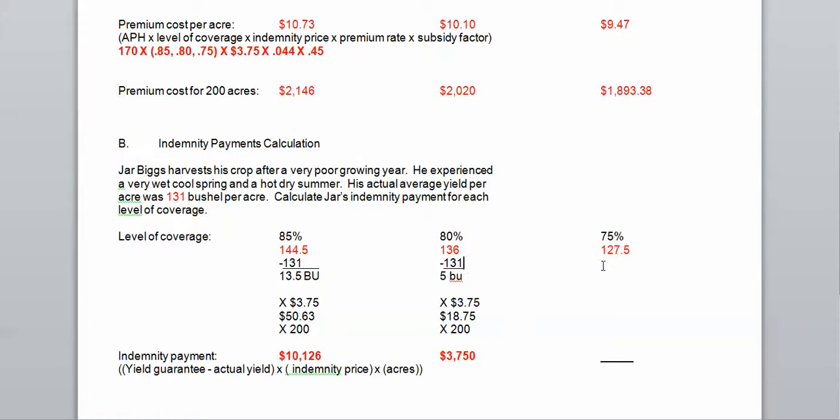At 75% coverage, we have a problem. Even though we had a bad year, we had a terrible year, we only yielded 131 bushels per acre. We have a problem because we're only guaranteed 127 and a half. And therefore we get no payment. Zero payment on that because our yield was over our guarantee.